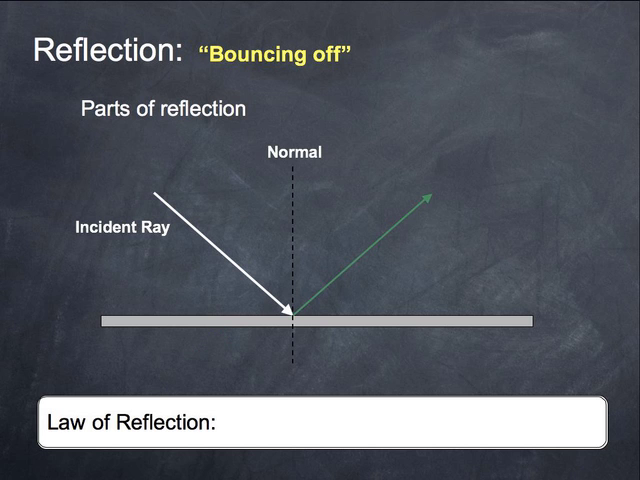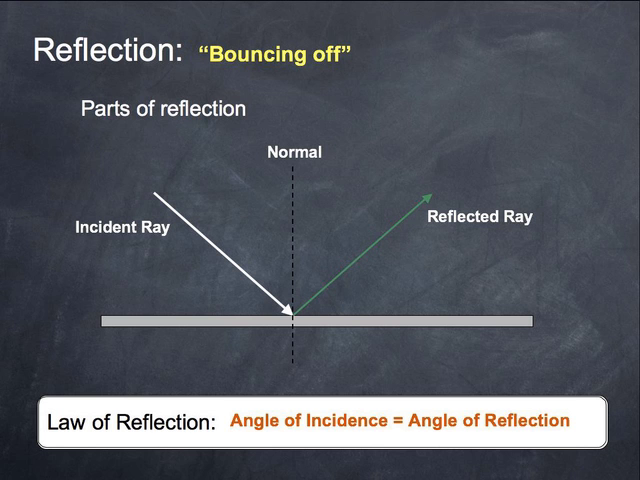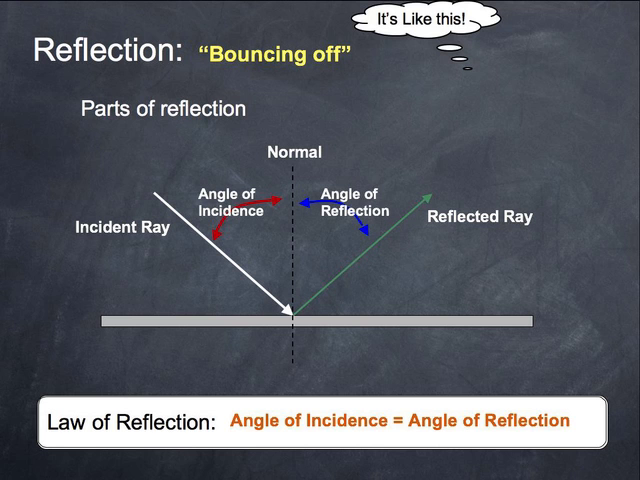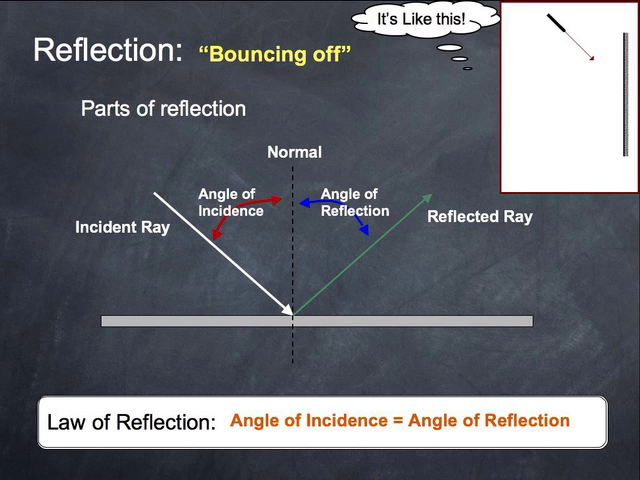And then we have the reflected ray, the ray of light that bounces off of the surface. That reflected ray comes off. And the law of reflection tells us that the angle of incidence, the incoming angle, is equal to the angle of reflection. So these angles are the same. Why do they have to be the same? That's just the way physics works. That's just what happens. And so if we look here at an animation, we have the incoming ray, we have the reflected ray, and again, it's always at equal angles.